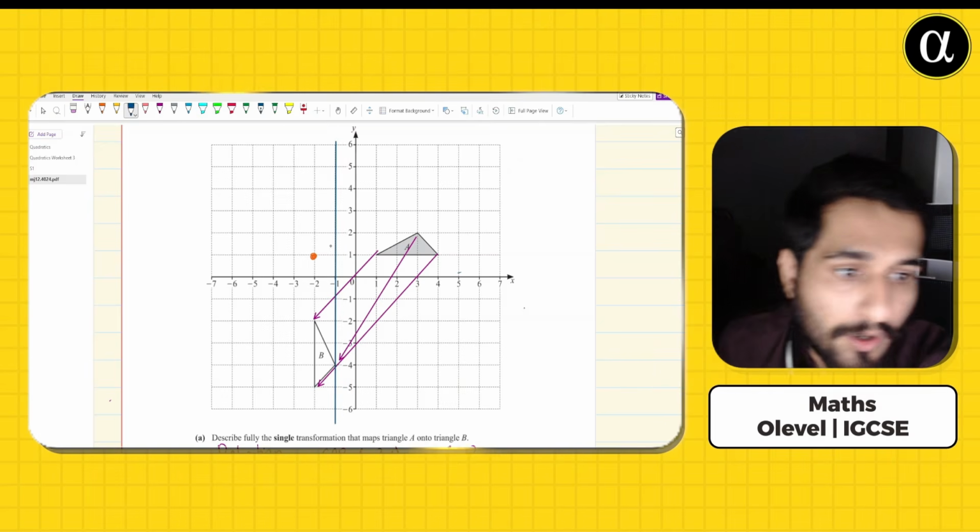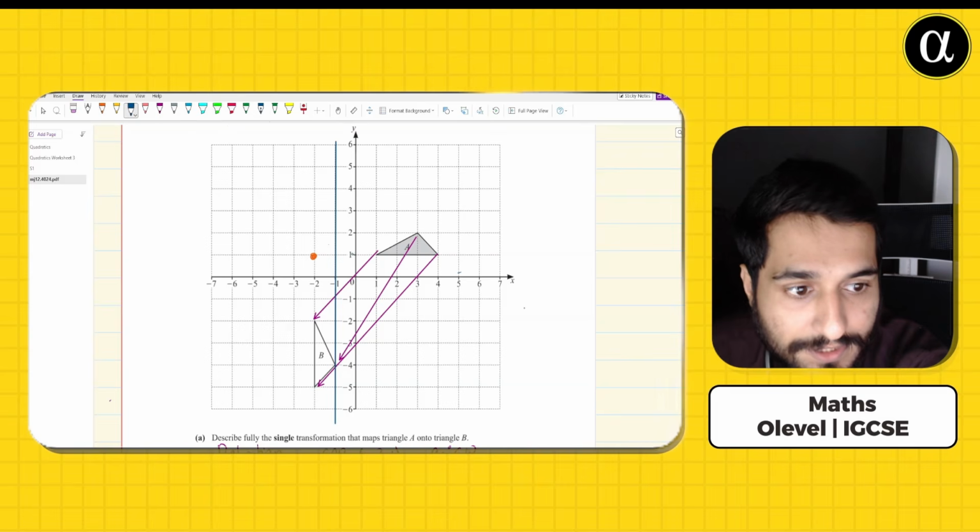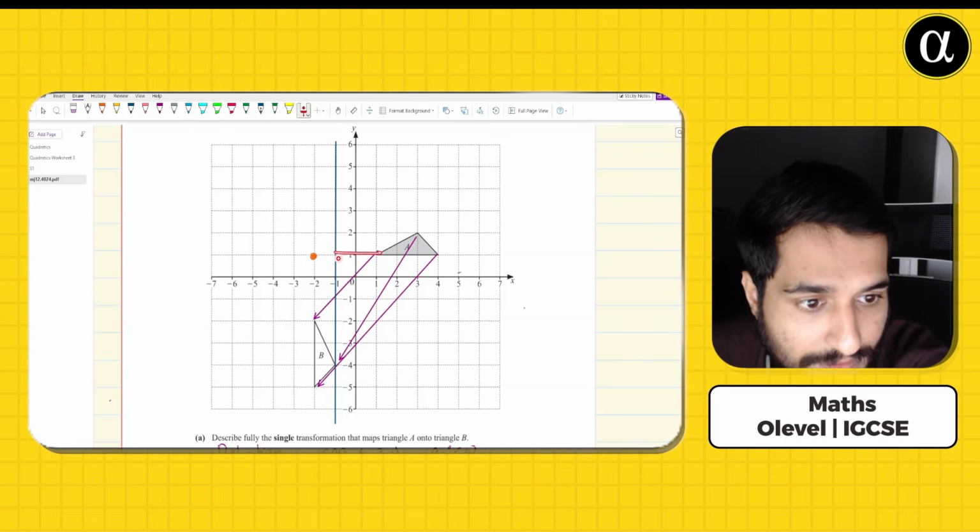Now, how do I draw a triangle that is reflected through this line? I'll just check the number of boxes from this line up until this point. So it's just 2 points away.